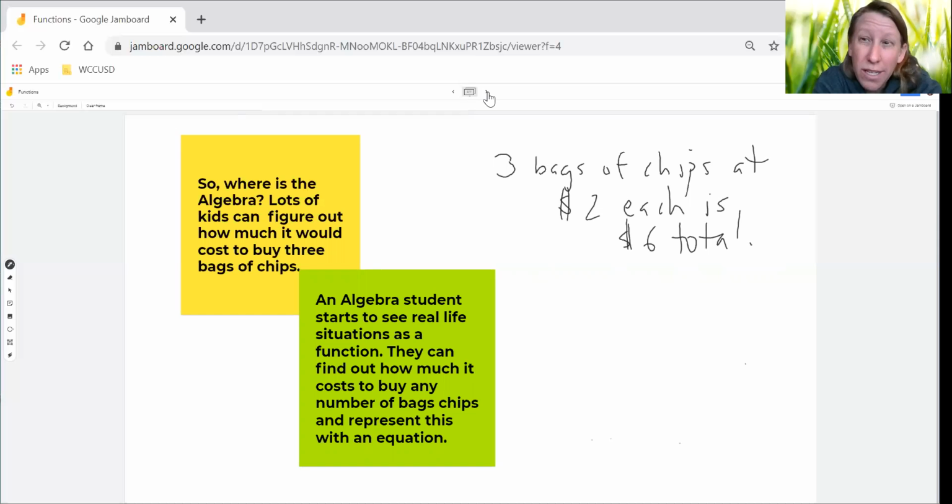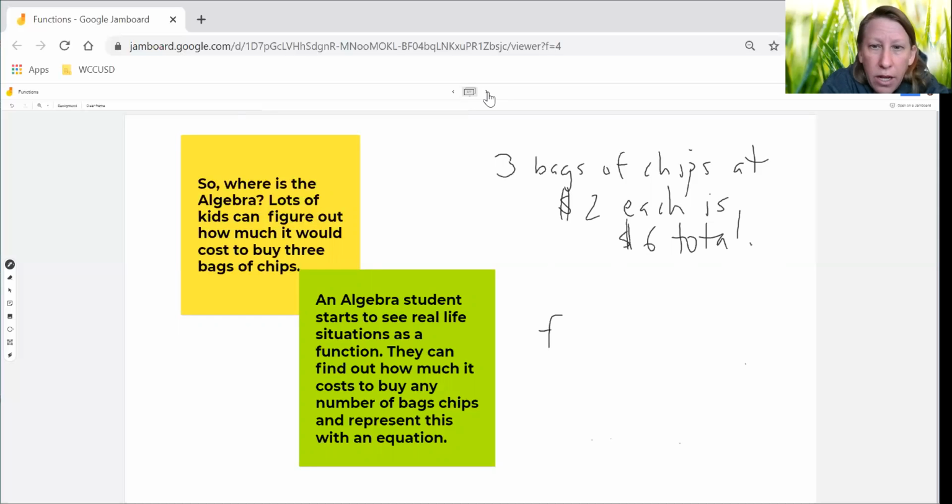An algebra student would see this as a function relationship, and you could represent it for an infinite number of bags of chips. So your brain expands, and you can represent it different ways. You could find the cost of any number of bags of chips, not just 3. You could do 20 bags of chips. You could do 407 bags of chips, okay? Because you have a mathematical model that you can use to plug stuff in.